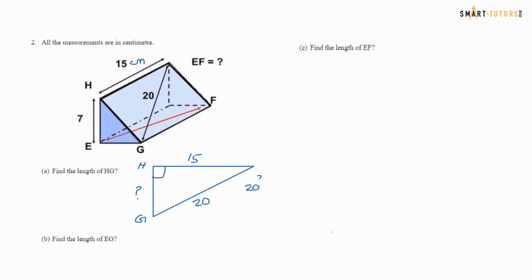So 20 squared equals 15 squared plus HG squared. So HG equals the square root of 15 squared, sorry, it's my bad, so 20 squared minus 15 squared. So basically let me find out that one. So square root of 400, assume this is non-calculator, 400 minus 225. So this is going to be square root of 175. So 175.